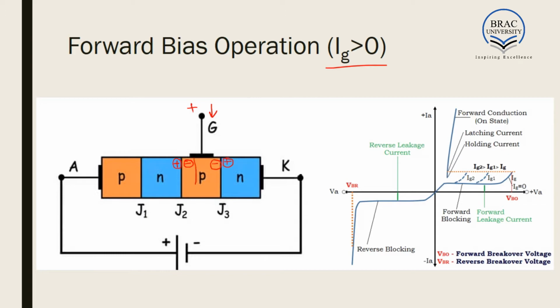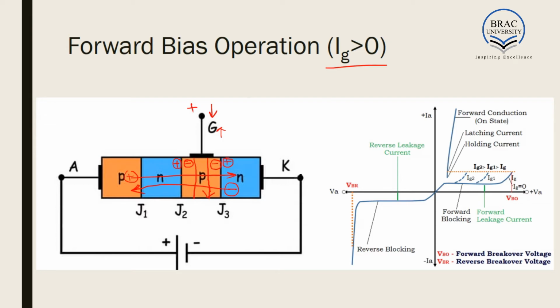As a result, the width of this P layer will keep on decreasing. As we increase the gate current, the width keeps on decreasing. Since when the width decreases, the carriers will easily be able to drift. So the holes from the anode will easily be able to drift to the cathode, and electrons from the cathode will easily be able to drift to the anode. So the more we increase the gate current, the thinner this layer is, and as a result, more current flows through it, or it easily goes into breakdown.